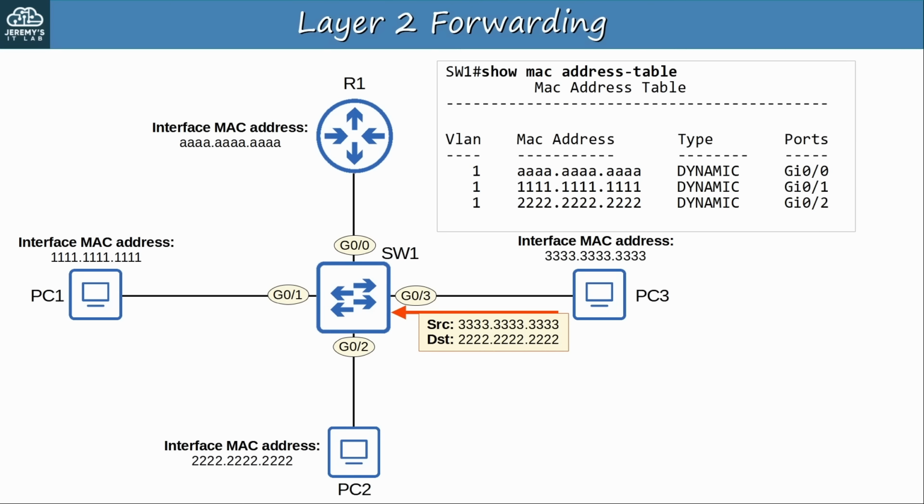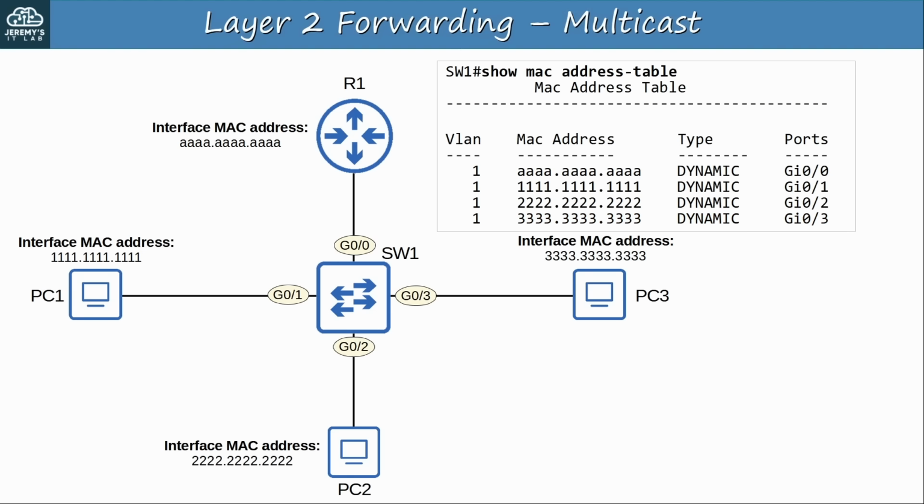Now let's say PC3 responds to PC2's broadcast message, this time with a unicast frame destined for PC2. First, switch 1 uses the source MAC field of the frame to add an entry for PC3's MAC in the MAC address table. And what does it do next? What kind of frame is this? It's destined for PC2's MAC address, and switch 1 already has an entry for it in its MAC address table, so it's a known unicast frame. Switch 1 just forwards it out of the appropriate port.